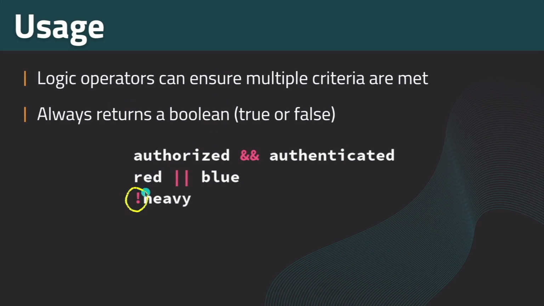And with the exclamation point, you're going to invert whatever you have. So if heavy is true, once you apply the exclamation point, it's now going to be false.